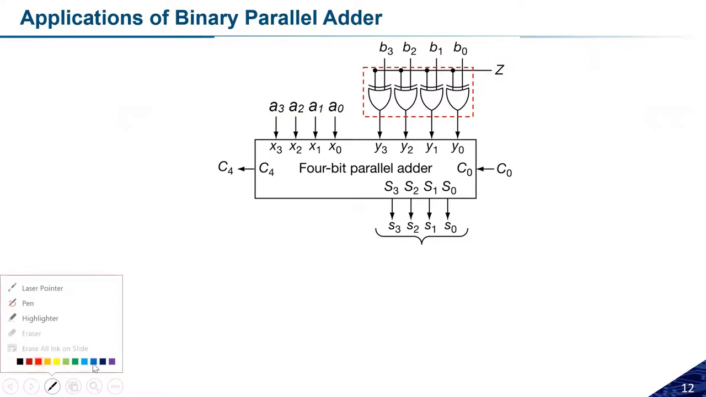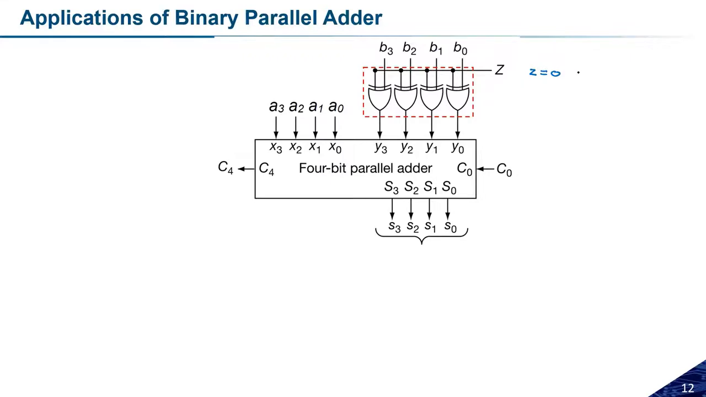I just told you, this particular module works either as a buffer or as an inverter. If Z is equal to zero, it will act as a buffer. Buffer means whatever data we receive from B0 to B3 will be transferred to Y0 to Y3. So we can simply say a data transfer operation is performed. Data transfer or buffer, we can say both. If Z is equal to 1, in this case, it will act as a complement.